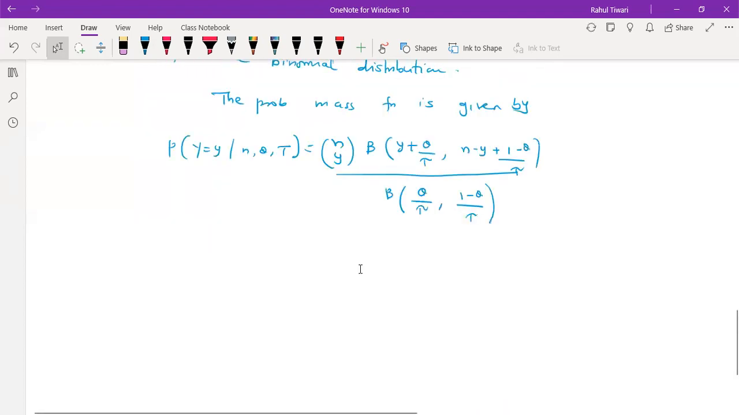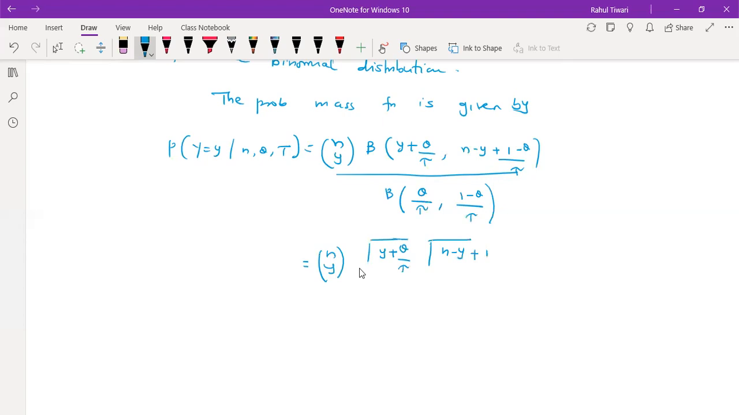Okay, now you can express it in terms of gamma also. nCy times gamma of y plus theta upon tau, so gamma a gamma b upon gamma a plus b, so gamma of n minus y plus 1 minus theta upon tau, whole thing divided by gamma of this plus this, right? So in a plus b, theta gets cancelled, y gets cancelled, so you're left with n plus 1 upon tau. So it's gamma of n plus 1 upon tau.